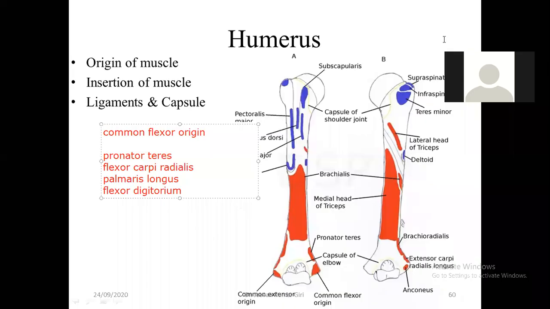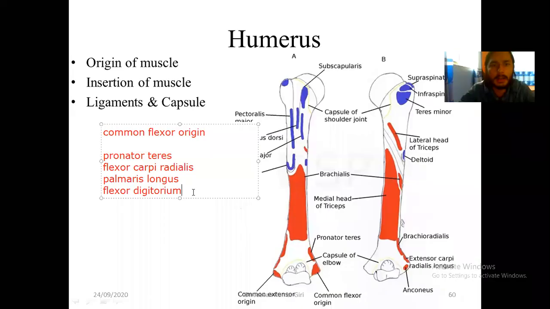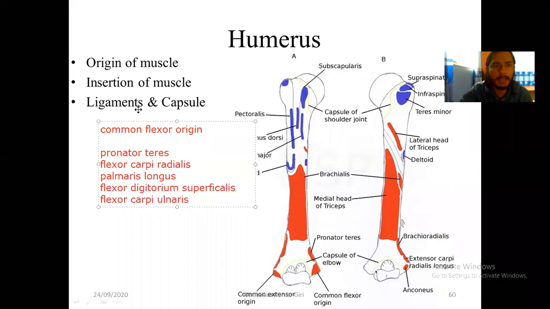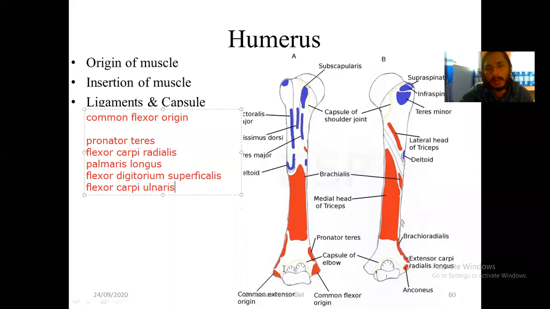So now I am giving the names of the common flexor origin. Flexor digitorum, then the flexor carpi ulnaris. Now these are the muscles having the common site of origin. From this side, these muscles take the origin. So these are the muscles.